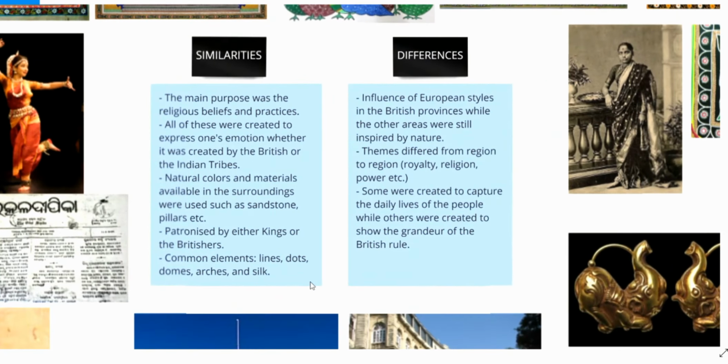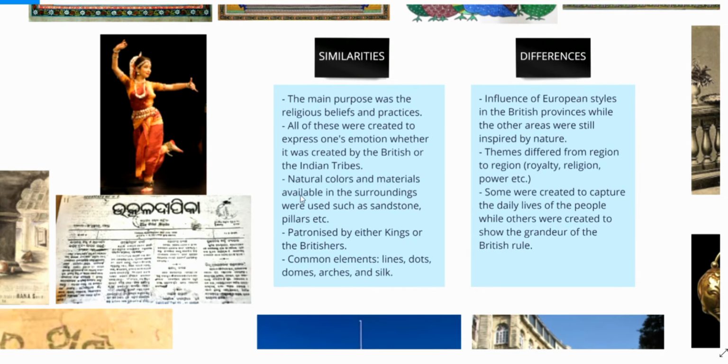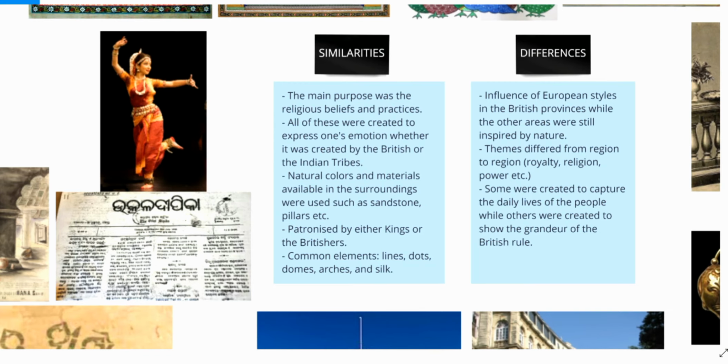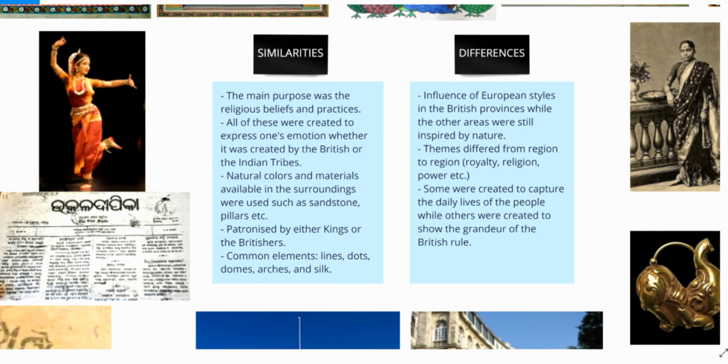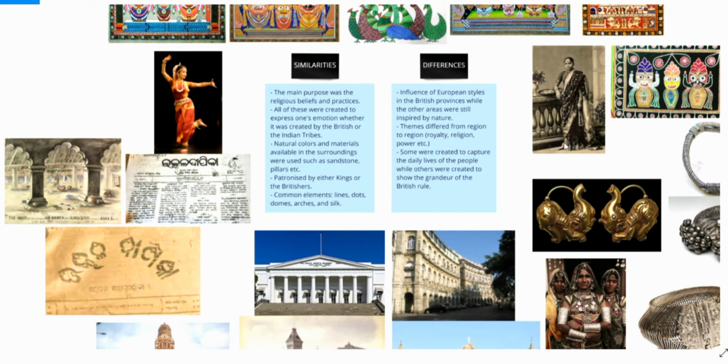So, similarities: the main purpose was religious beliefs and practices, whether it was dance or art or architecture. All of these were created to express one's emotion, whether created by the British or the Indian tribes. Natural colors and materials available in the surroundings were used, such as sandstone and pillars in the case of architecture. They were patronized by either kings or the Britishers, so the artists were unknown. Common elements were lines, dots, domes, and arches, and silk in the fabric.